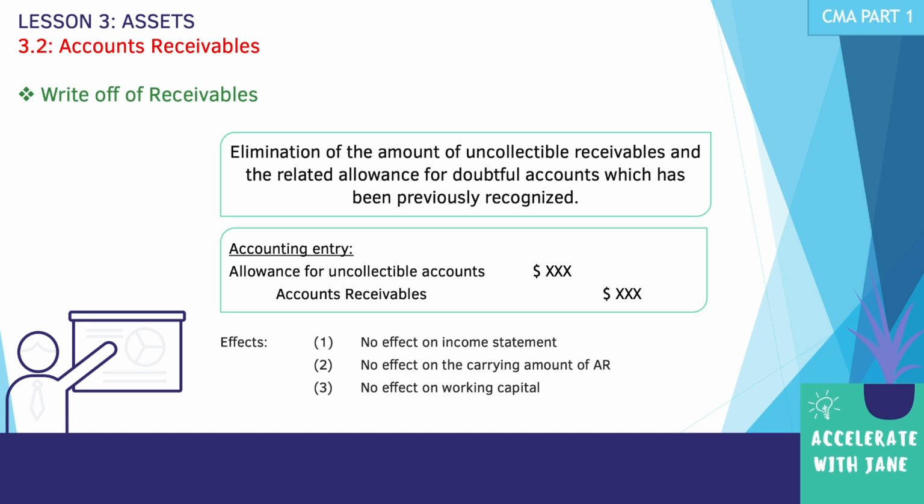Third, there's also no impact on the working capital. So what do we mean by working capital? That is simply current assets less current liabilities. We are deducting both the gross amount of receivables and the contra receivable account. Hence, there's actually no impact on the overall working capital.